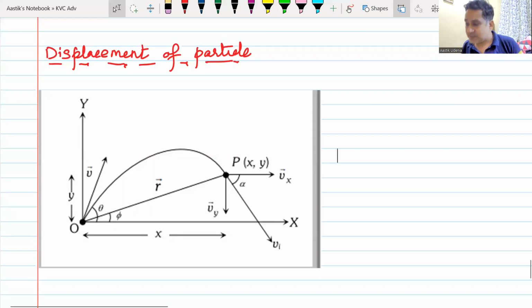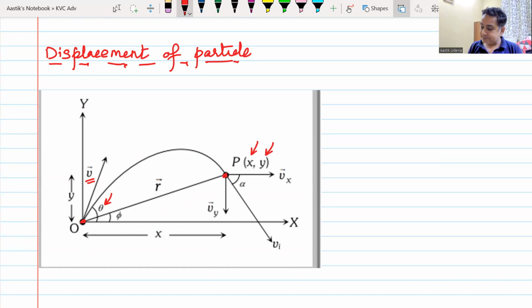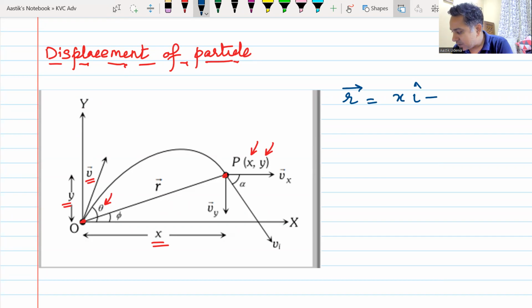So what has happened is, I just show you a diagram. I have thrown this particle from this point with an initial velocity of u and an angle of theta. After some time, the particle is here. The coordinates are x and y. Do we understand this? The x coordinate is x and the y coordinate is y. So if someone asks me what is the displacement of the particle or the position of the particle, it is simply equal to xi plus yj. Do we understand this? Yes or no?